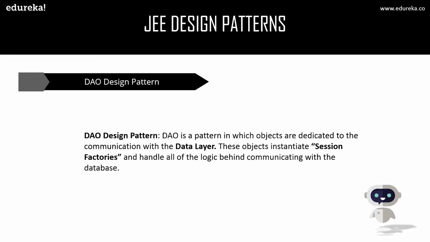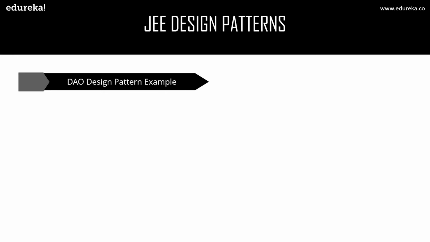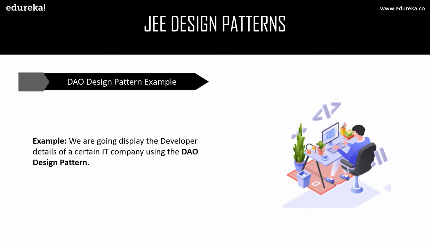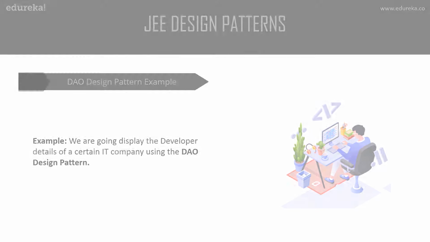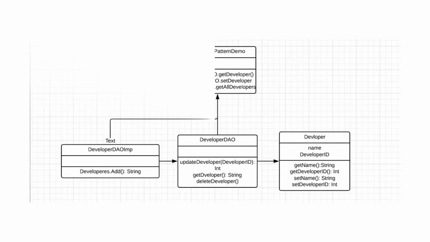The last one in JEE Design Patterns is the DAO Design Pattern. The DAO is a pattern in which the objects are dedicated to the communication with data layer. These objects instantiate session factories and handle all of the logic behind communicating with the database. The major advantage of DAO design pattern is it uses common calls to retrieve the objects. We shall deal with an example to understand DAO design patterns in a better way. In this example, we are going to display the developer details of a certain IT company using the DAO design pattern. The UML diagram for our example is as follows.